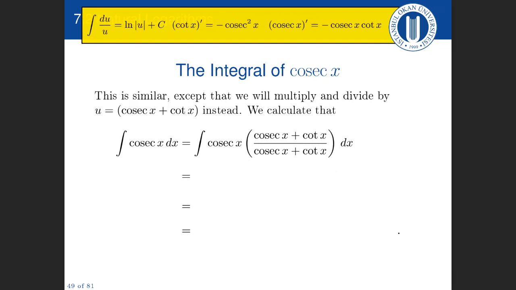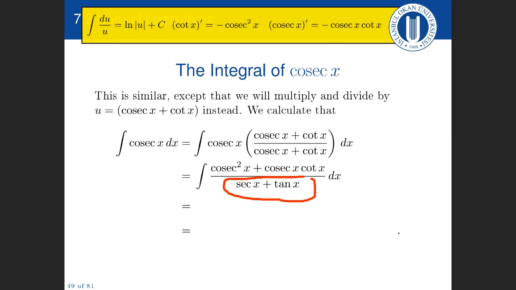For cosec, we do the same thing, but we're going to multiply and divide by something slightly different. We're going to multiply and divide by cosec x plus cotan x. Why are we doing that? Well, look at the formula in the yellow box at the top. The derivative of cotan is minus cosec squared. The derivative of cosec is minus cosec cotan. Oh, there's a mistake here. This should be cosec cotan.